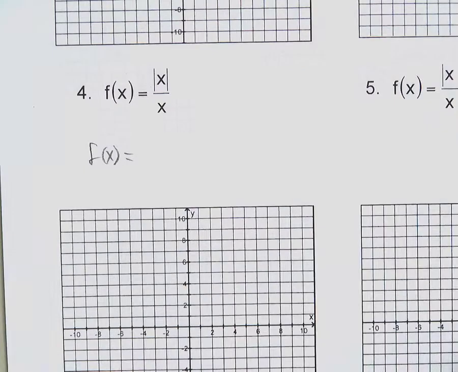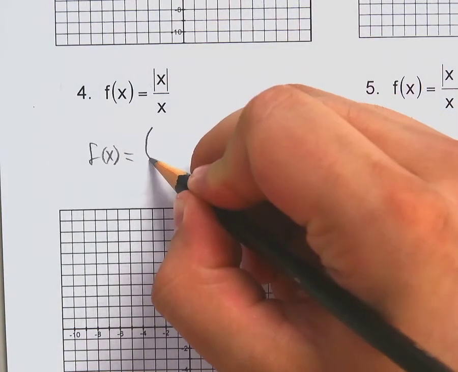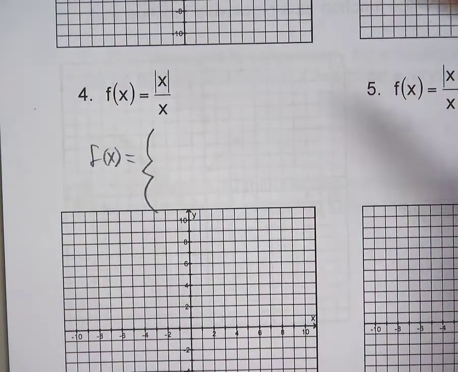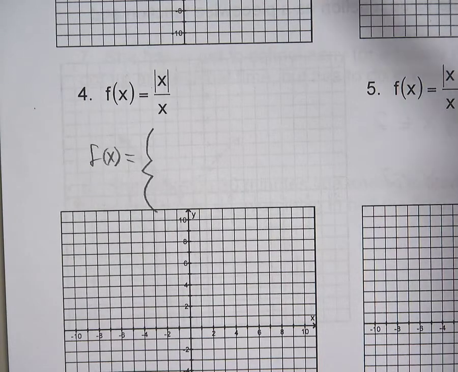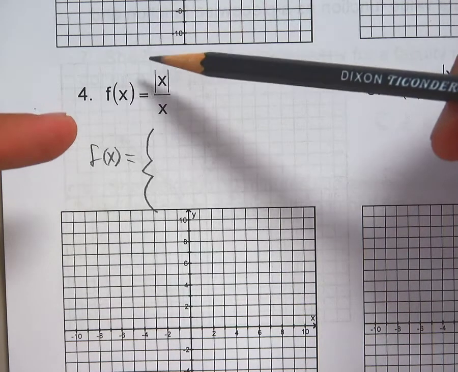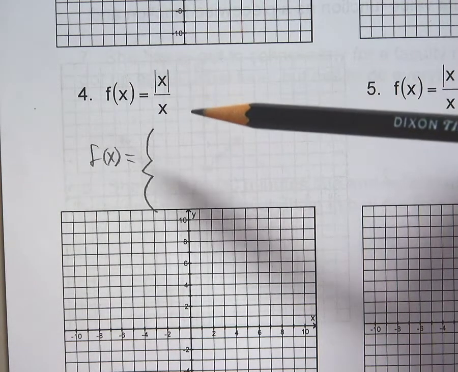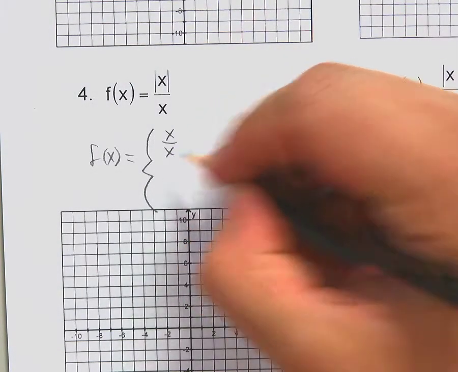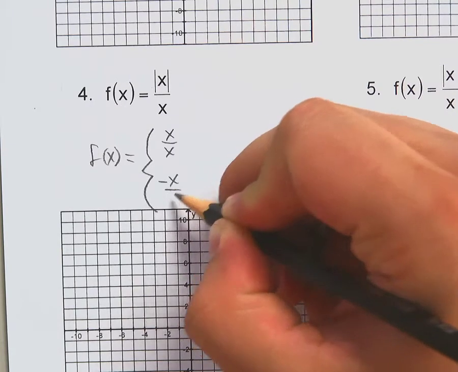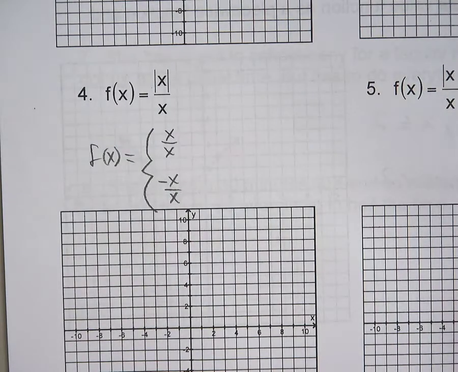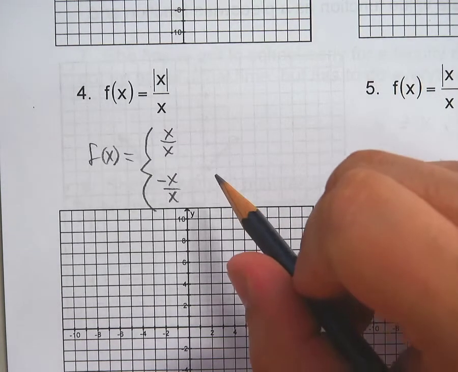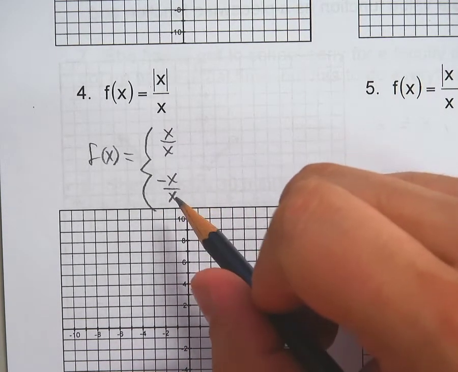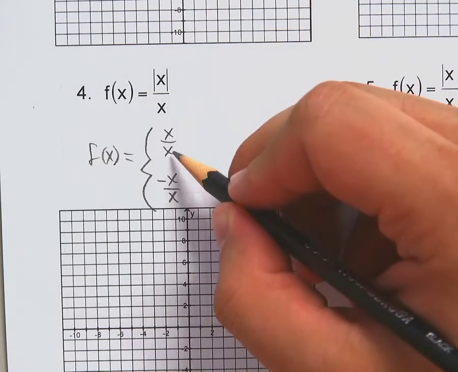F of x is equal to, so I'm going to do the same thing I did back in number 3. I'm going to change what's in front of my absolute value to a positive and a negative. So I'll have a positive x over x, and I'll have a negative x over x. All right. Now if you notice here, this is going to present a problem because this is 1.